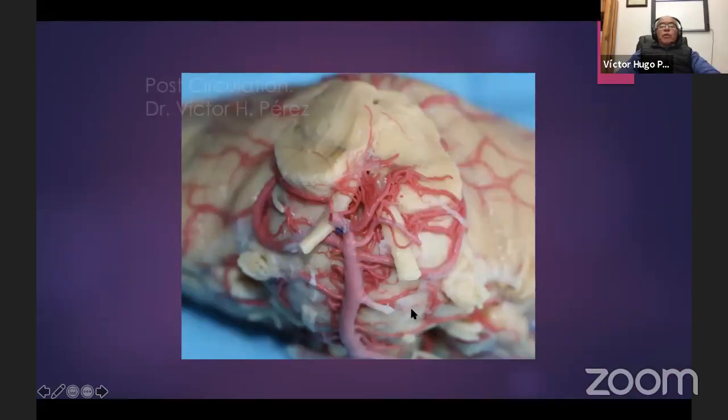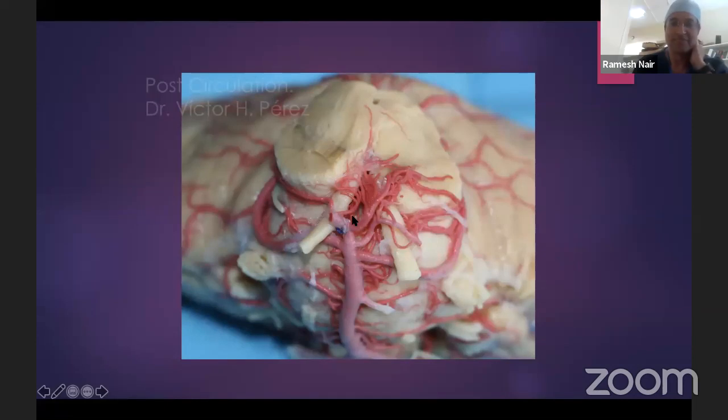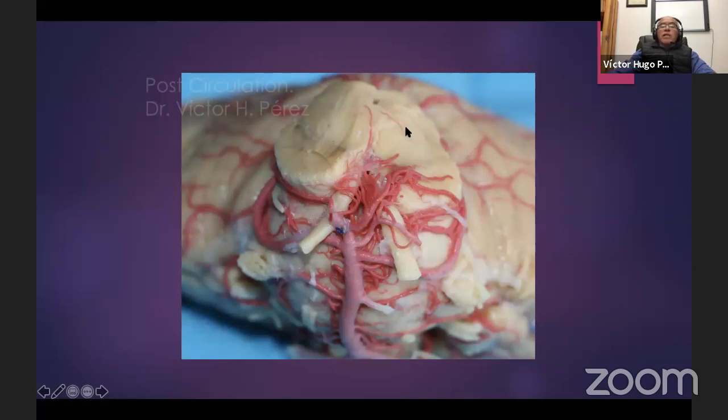Here we have a superior view of the basilar tip of these arteries. This is the posterior cerebral artery, giving rise to numerous branches that are going to the brain stem.